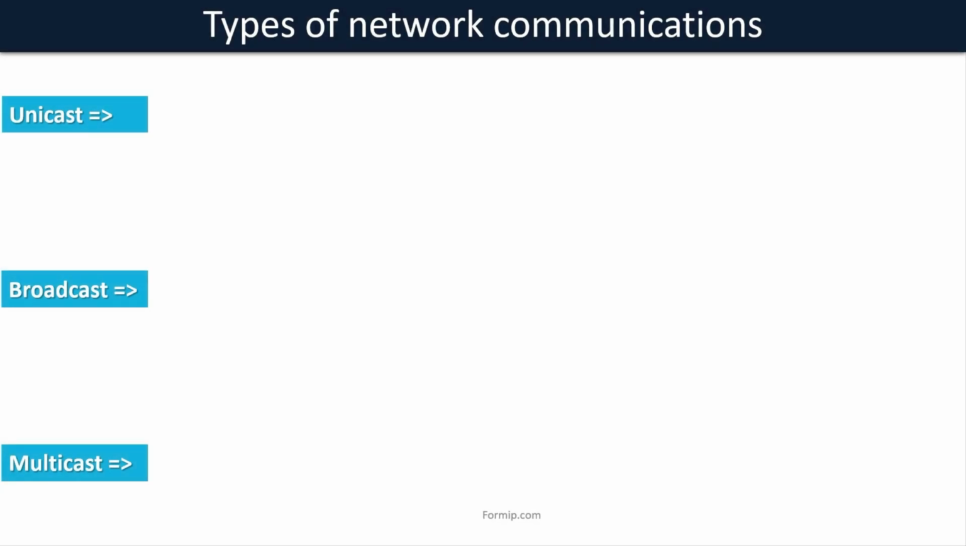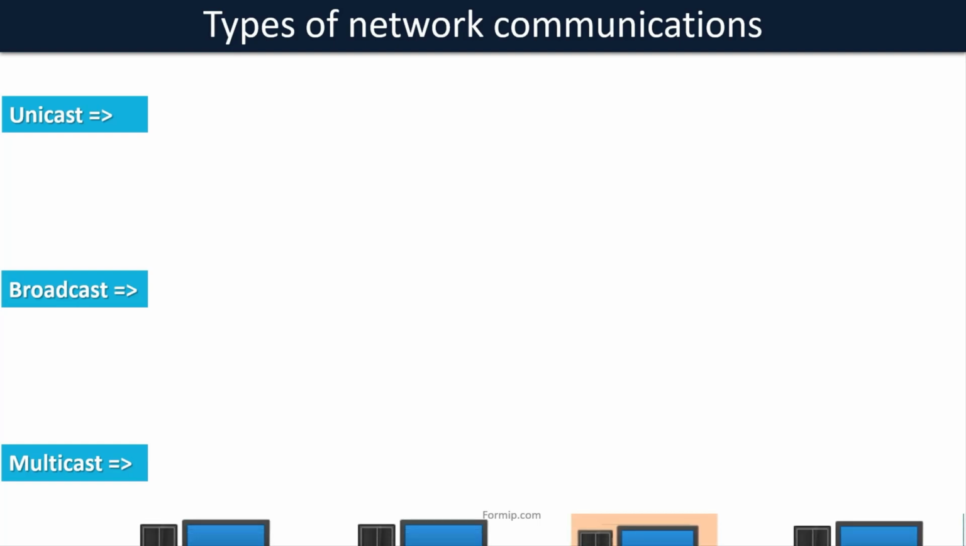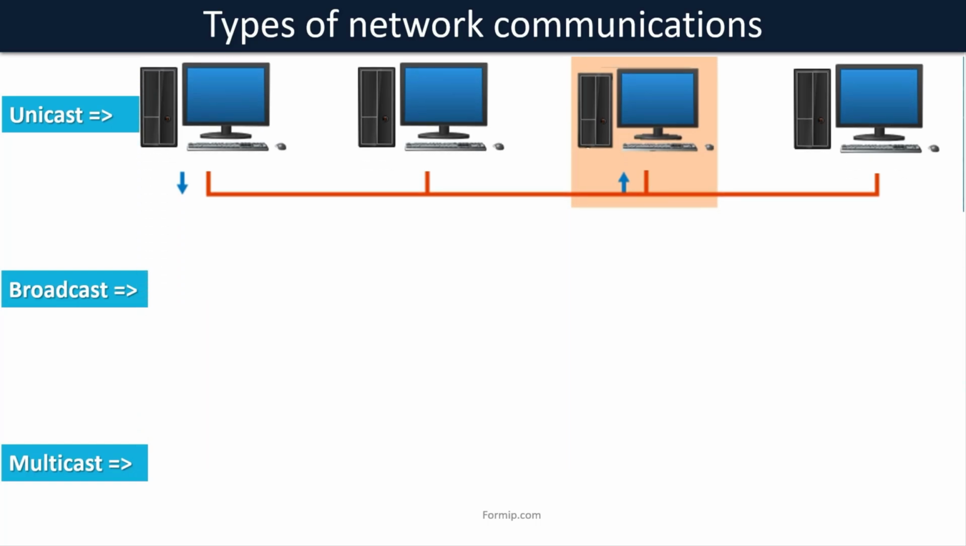Let's move on to the types of network communication. The 3 most common types are unicast, broadcast, and multicast. In a unicast communication, the frame is sent from a host and addressed to a specific destination. There's only one transmitter and one receiver. For example, when you make a ping or request a web page, you're only communicating with one machine. This is the type of communication that we see most often in local networks and the internet.